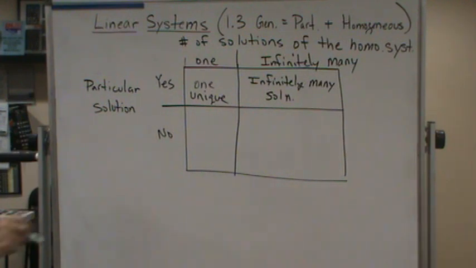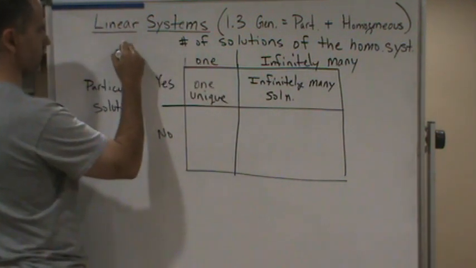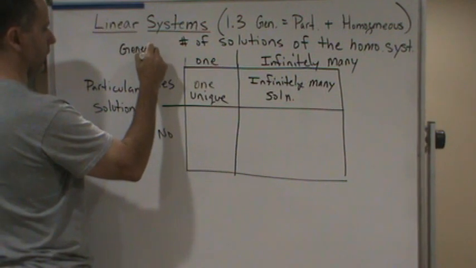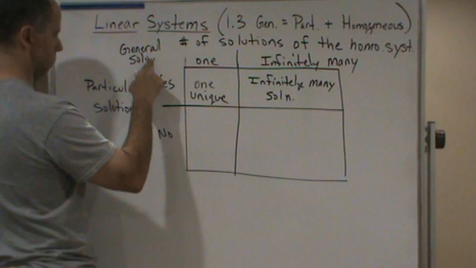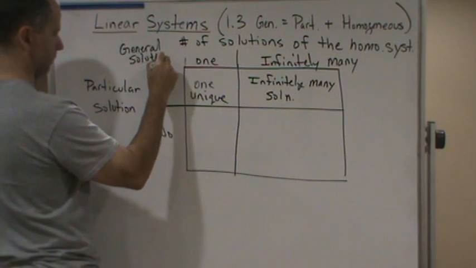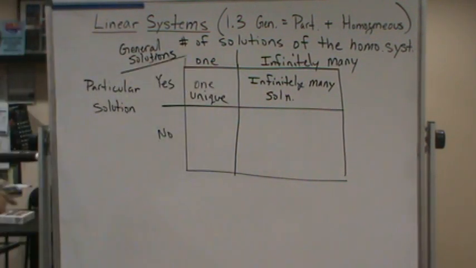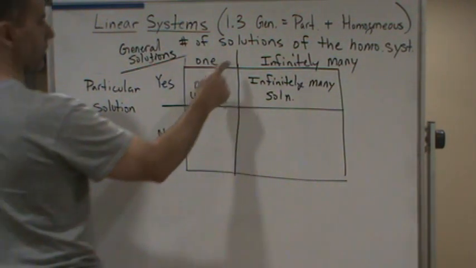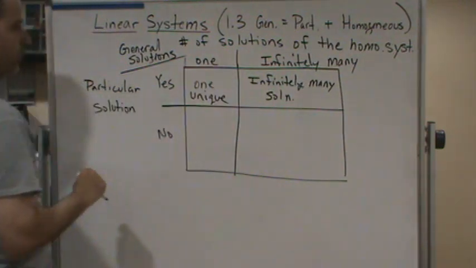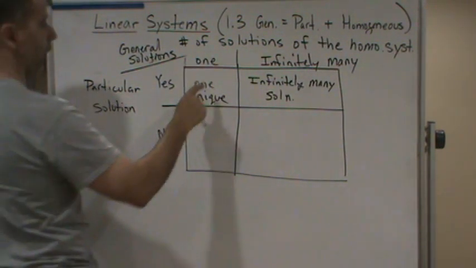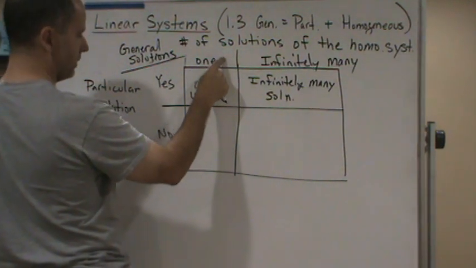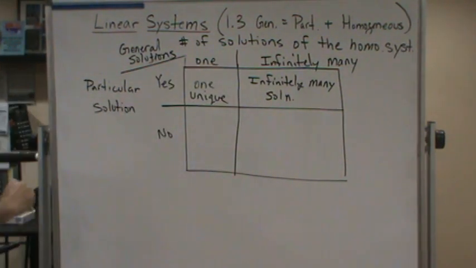And so, by the way, we're talking about general solutions here. I didn't write that down. Sorry. General solutions. Okay, so when we're talking about general solutions, we can look at the number of solutions of the associated homogeneous system and the particular solution. So if we have one unique solution to the homogeneous system and there exists a particular solution, then you'll only have one unique general solution.